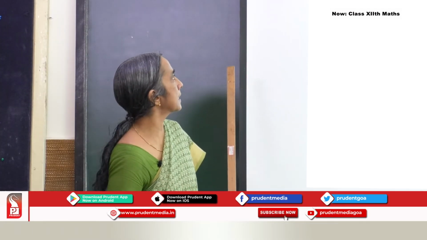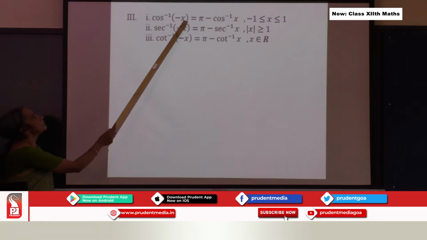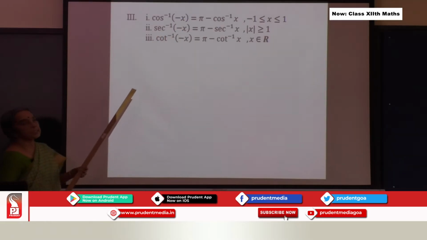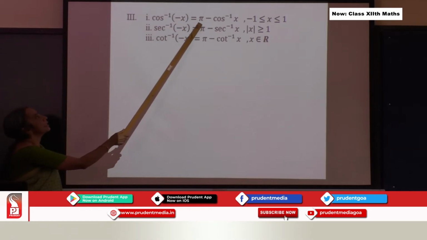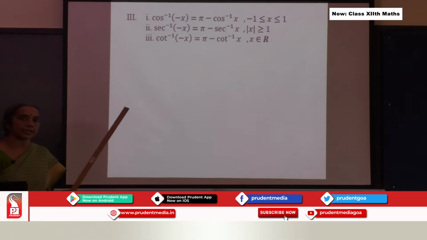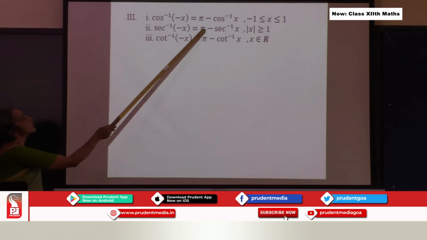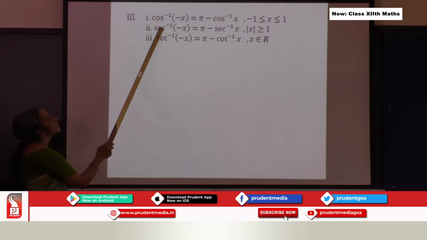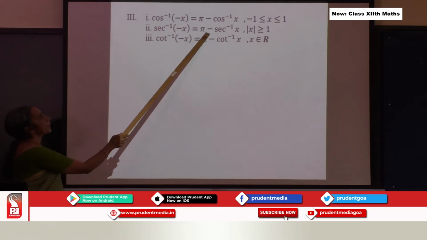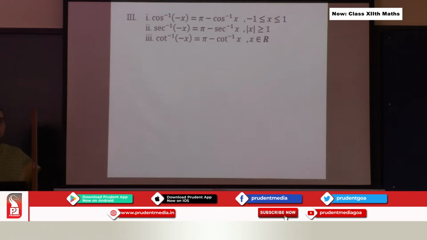Let us see the third set of properties. Cos inverse of minus x is an angle in the fourth quadrant: pi minus cos inverse of x. As I told many times, cos inverse of a negative value is an angle in the fourth quadrant, pi minus cos inverse of x. Sec inverse of minus x is pi minus sec inverse of x. Cot inverse of minus x is pi minus cot inverse of x.